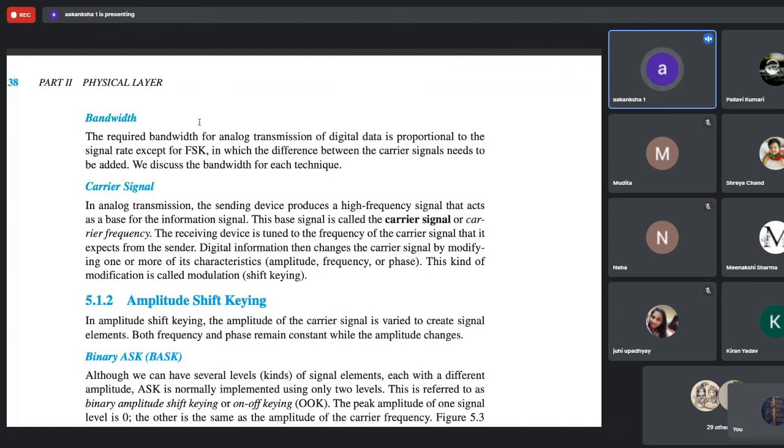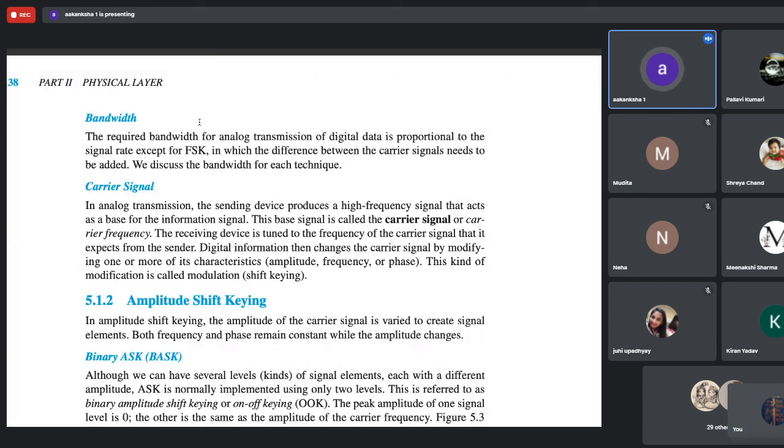So when we change the carrier signal and we change its amplitude, frequency or phase, then that type of modification will be done to the carrier signal, and hence it is called modulation or shifting. So changing the carrier signal as per the information carried by the signal is known as modulation. Modulation is also known as shift keying, or otherwise the type will be defined by which characteristic of the carrier signal you are changing: amplitude, frequency or phase. That is called amplitude shift keying, frequency shift keying or phase shift keying.